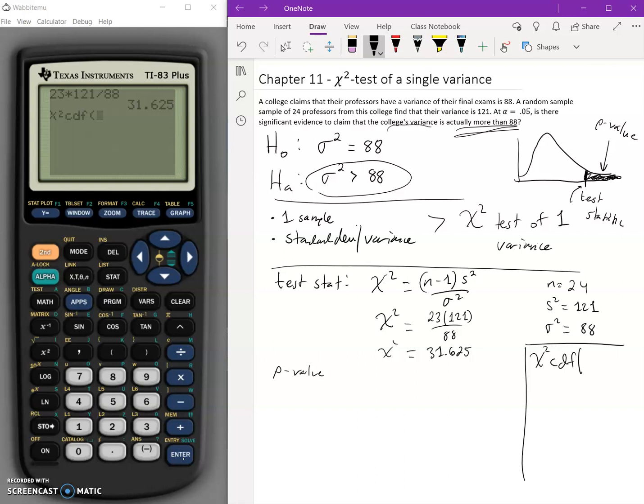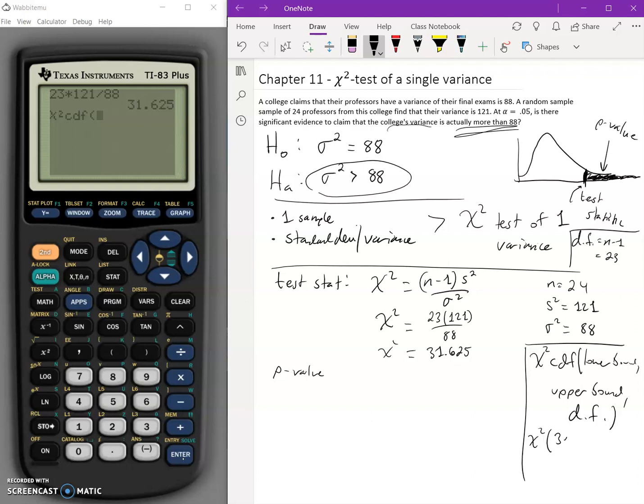Now when we choose our chi-squared CDF, the numbers that we're going to plug in are our lower bound, an upper bound, and then the degrees of freedom. So we have lower bound, upper bound, degrees of freedom. If you remember, we said that the degrees of freedom is going to be n minus 1. So in this case, it's going to be 23. So into the calculator now, our lower bound is our test statistic. We're basically figuring out the lower bound is this number.